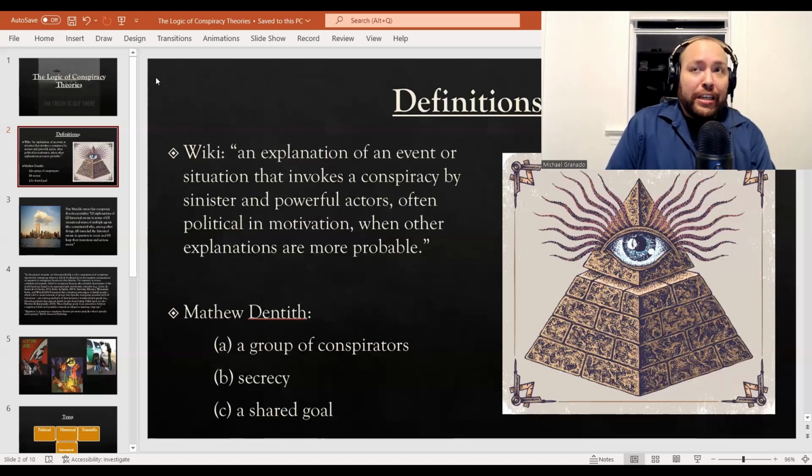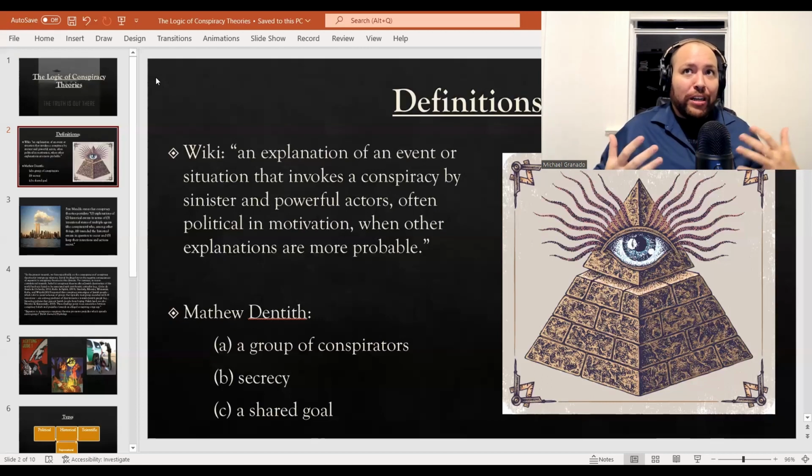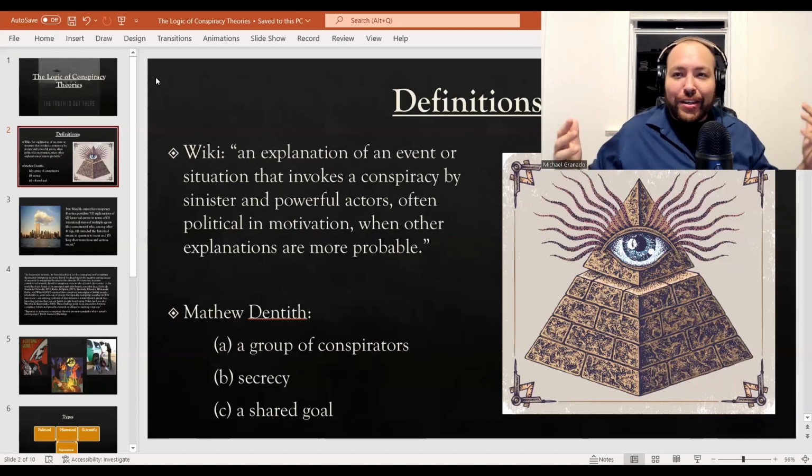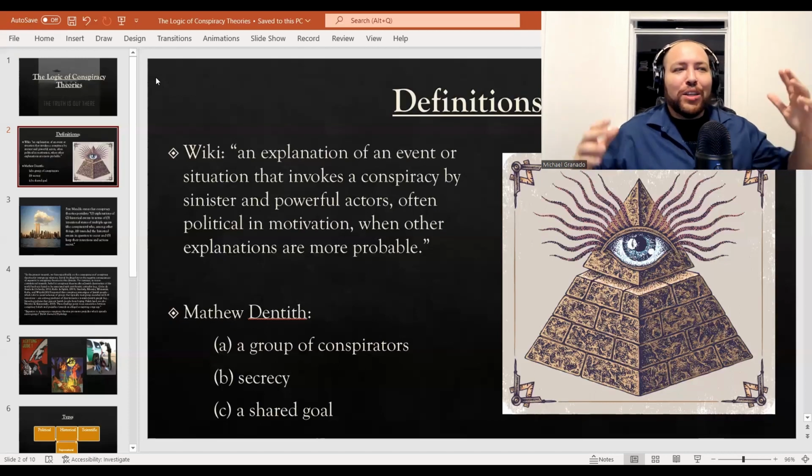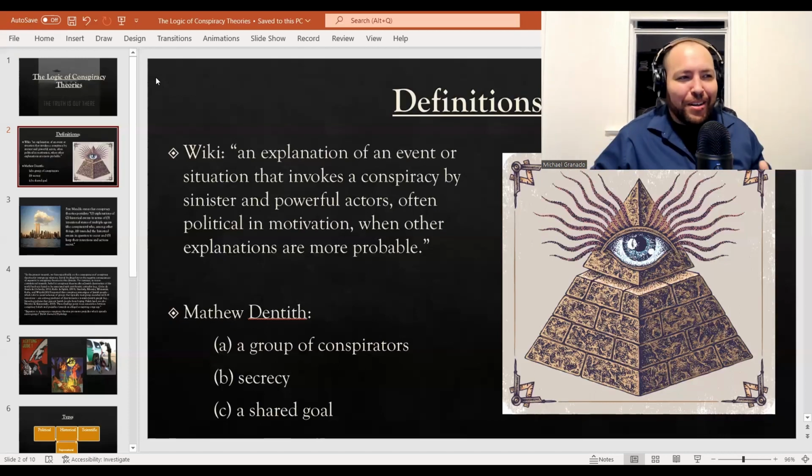So a conspiracy can be carried out by anyone. It doesn't necessarily involve things like aliens and Bigfoot and interdimensional vampires or whatever, that stuff that Alex Jones talks about, right? A conspiracy is just a secretive plot or action that's carried out by a group.